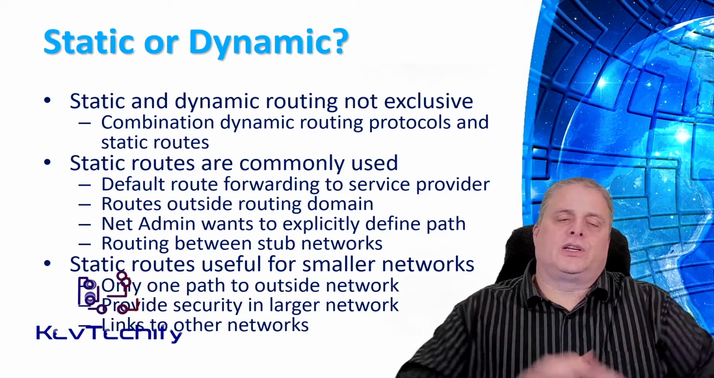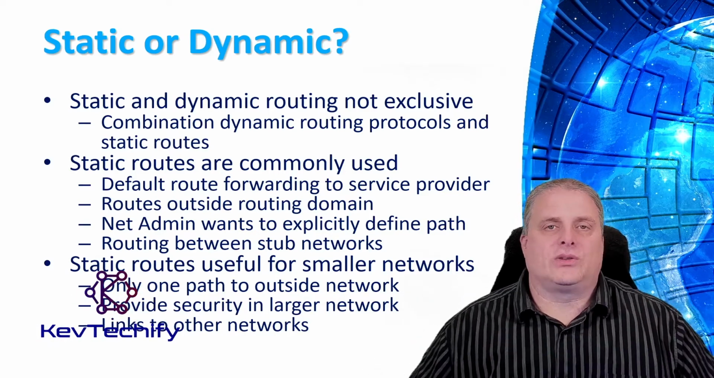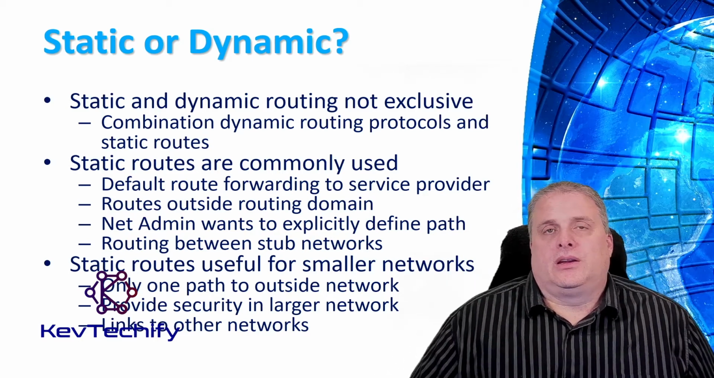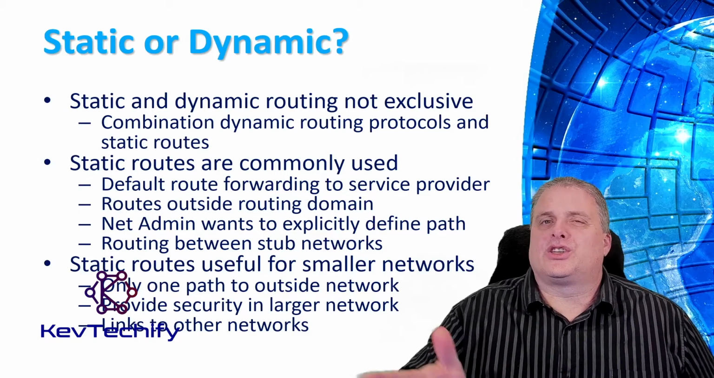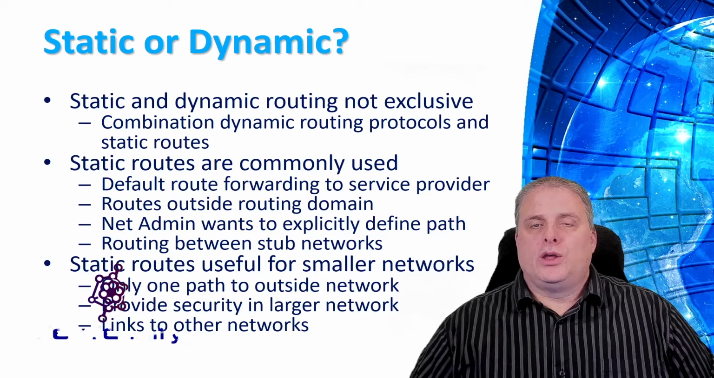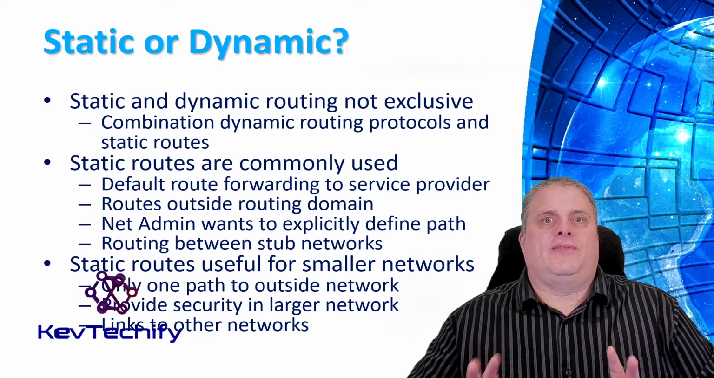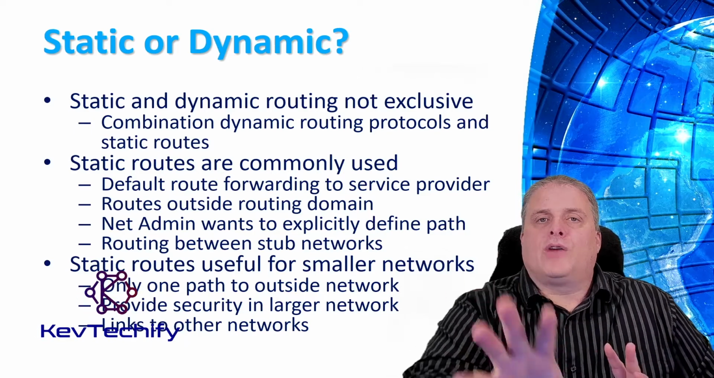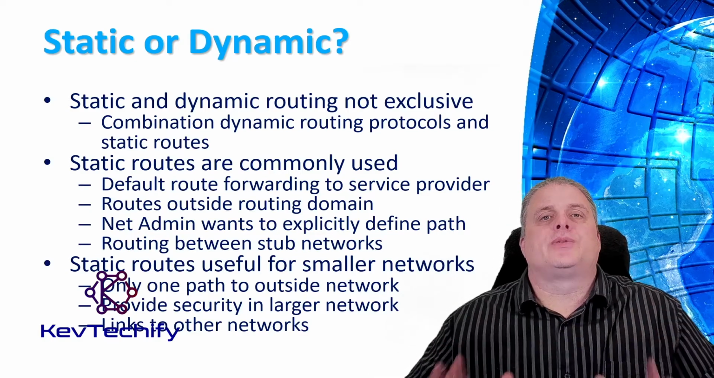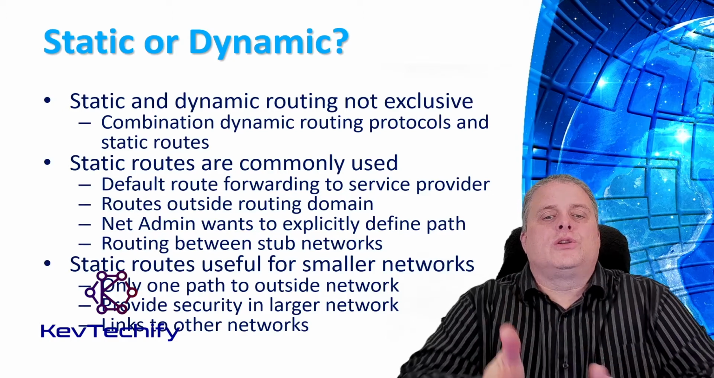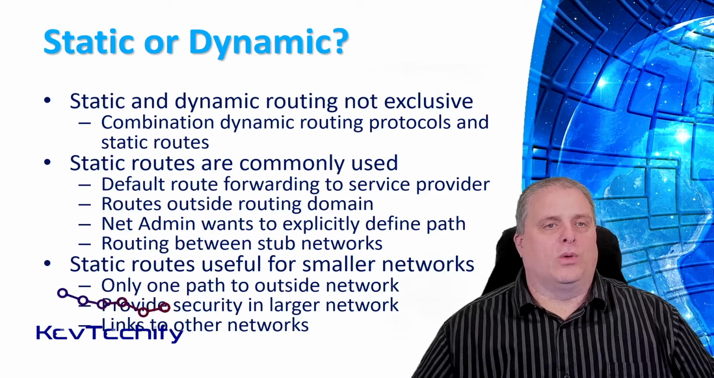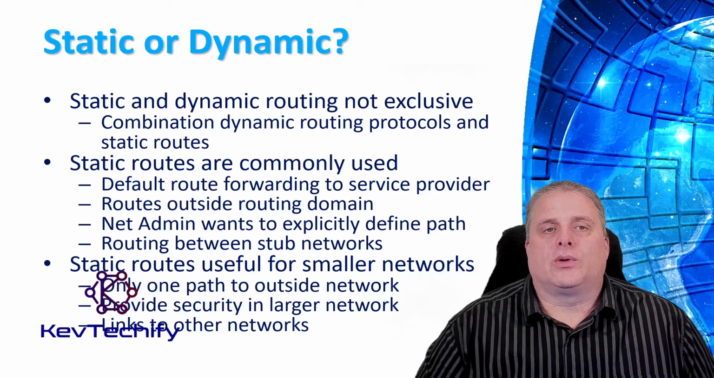Static routes are useful on smaller networks where there's only one path to the outside network, for example. They help you provide security in a larger network. You can direct traffic in a certain direction. You can make sure only certain traffic gets into a certain network. You only want certain people or certain devices to have a connection to your HR network because you have all these federal regulations about controlling data and access like that. You set up static routes to make sure only certain people can get into that. Or where you're connecting into other networks would be another place where you use static routes.